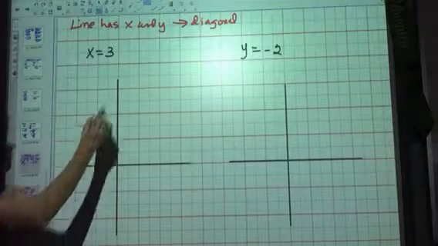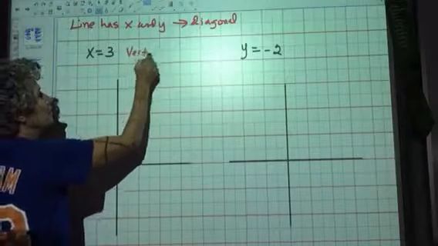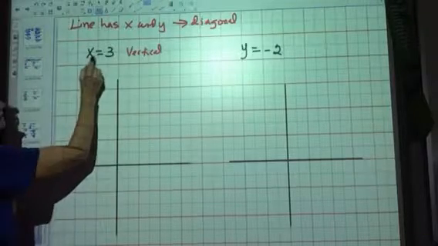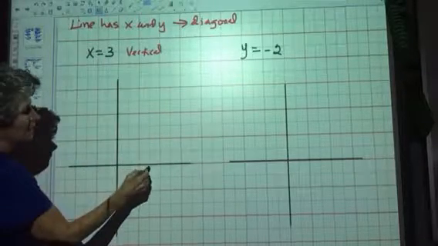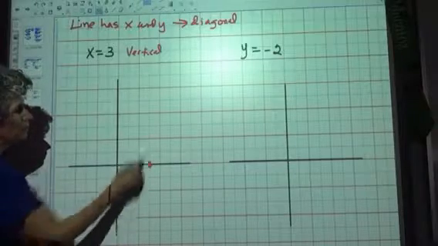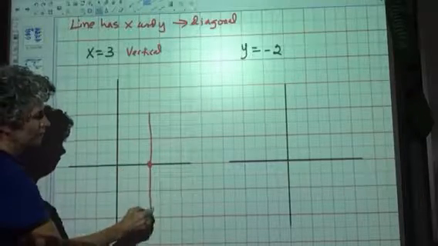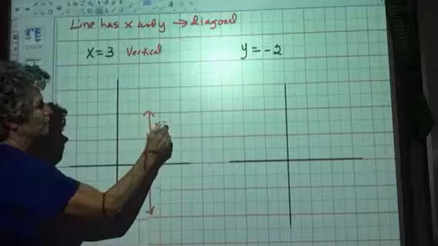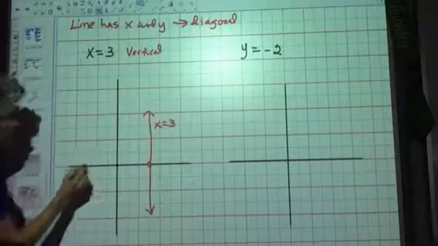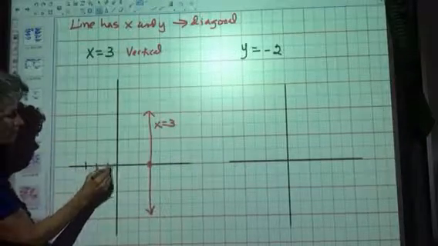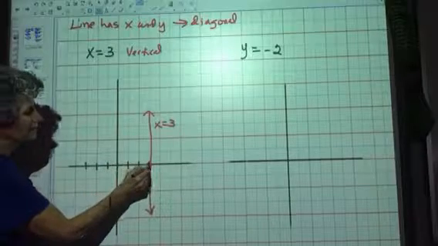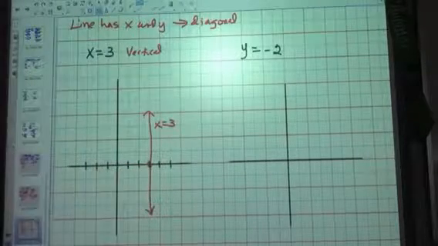Lots of different ways to remember. This is the one that's vertical. One way to remember is it's x equals 3. So it has to go through the x-axis at 3. So there's your line. Another way to remember is the little tick marks here that you draw on the x-axis are vertical. So vertical lines are x lines.